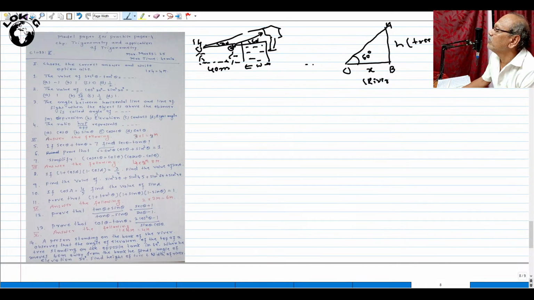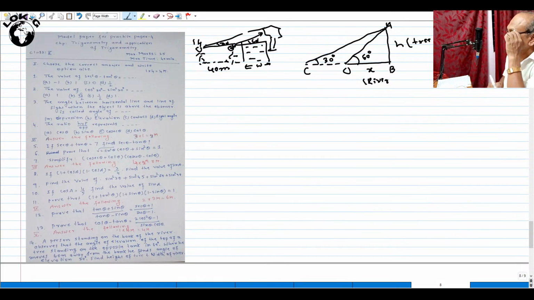When he moves backwards, we'll draw the diagram. A very important thing in the application of trigonometry is that you must learn to draw the relevant diagram. When he moves, and suppose that he reaches a point C, say this particular angle will be 30 degrees, right? And you are asked to find out what? You are asked to find out this height and the width of the river. OB is the width of the river.